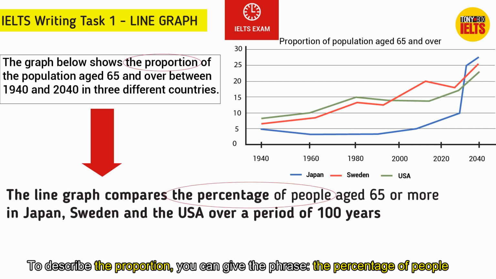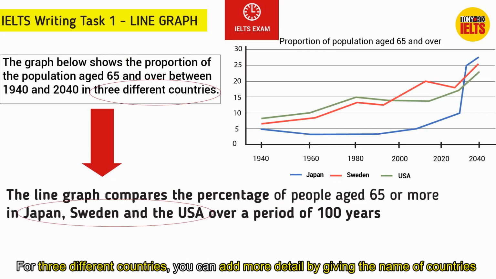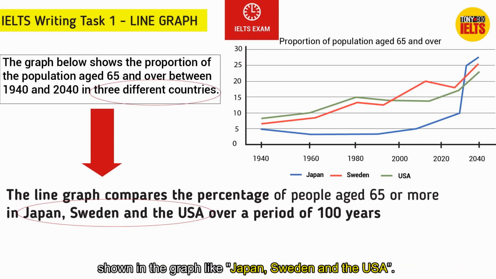To describe the proportion, you can use the phrase, the percentage of people, to paraphrase the proportion of the population. For 3 different countries, you can add more detail by giving the names of the countries shown in the graph, like Japan, Sweden, and the USA. It helps your essay be more specific and understandable.